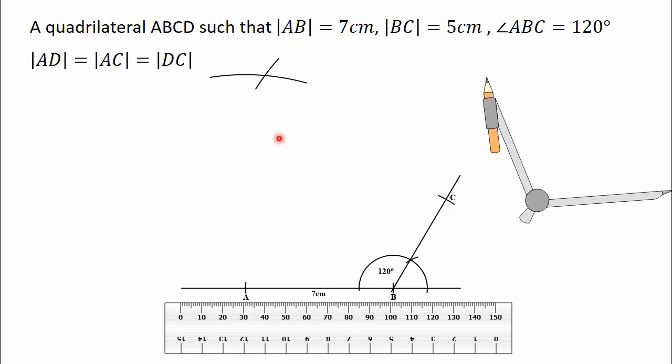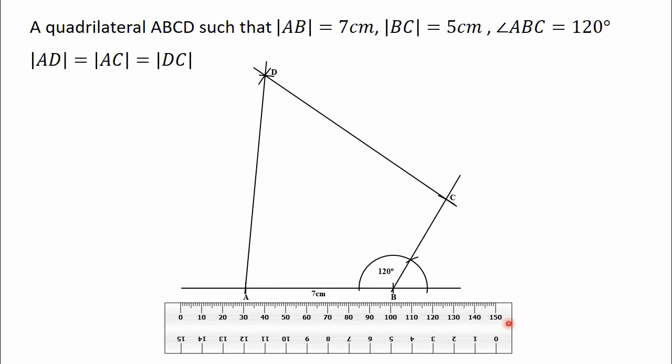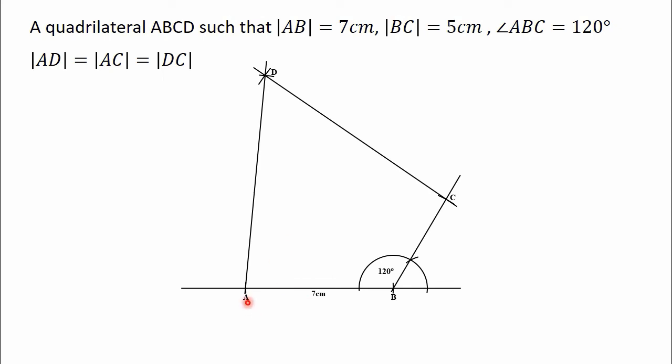I'm going to clean some parts of the arc so that you can see the point very clearly. So I'll clean this part and I'll clean this part also. So we have point D here. To get the side AD, we draw a straight line to join point A to point D. And to get the side DC, we will draw a straight line to join point D to point C. I'm going to take both the compass and the ruler off so that you can see the quadrilateral clearly. So we have the quadrilateral A, B, C, D here.